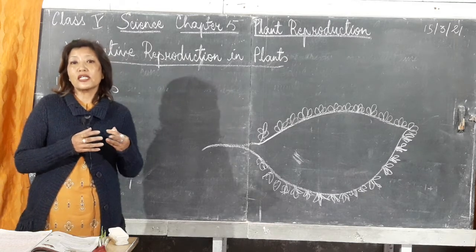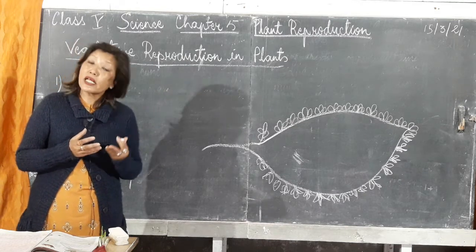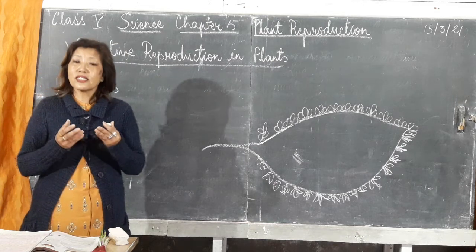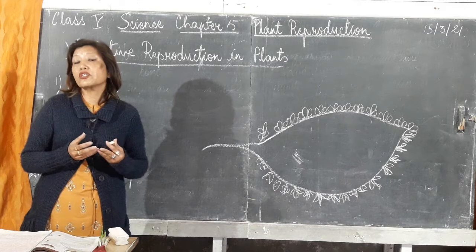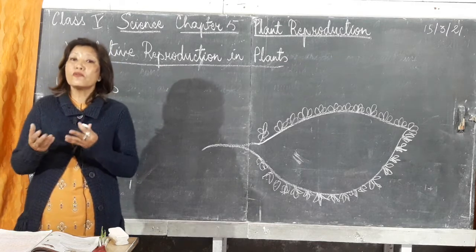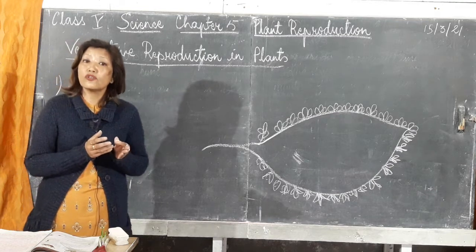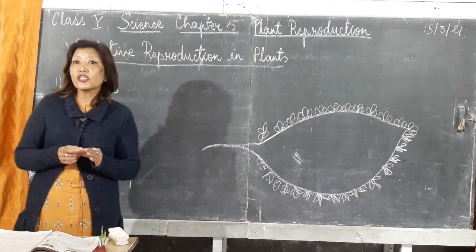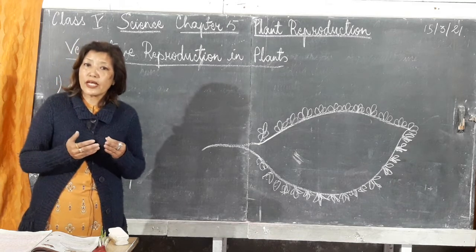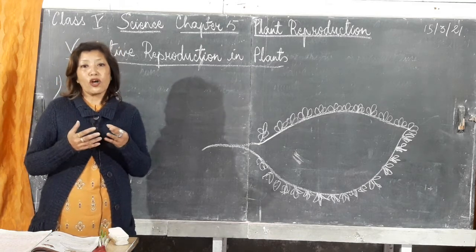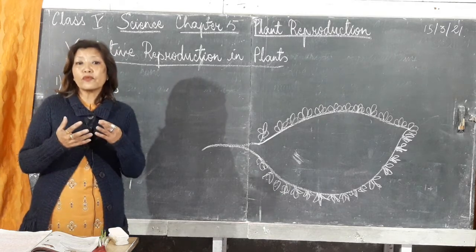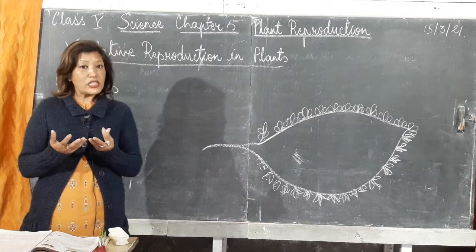Sexual reproduction is the process where the male gamete unites with the female gamete, forming a zygote, which is a future plant, or the zygote will develop into a new plant, right? That is sexual reproduction. And asexual reproduction is a type of reproduction which takes place without the formation of seed, or the seeds will not be produced by the process of fertilization.